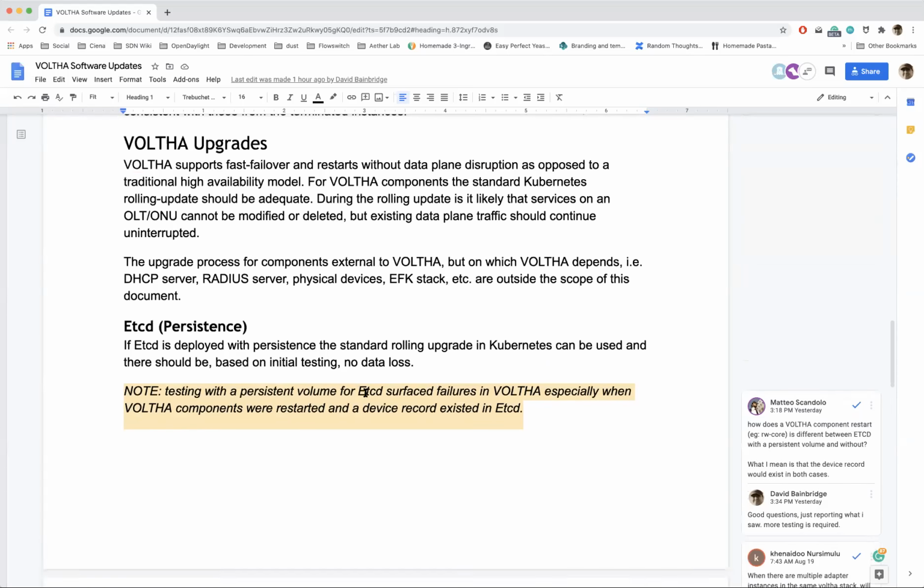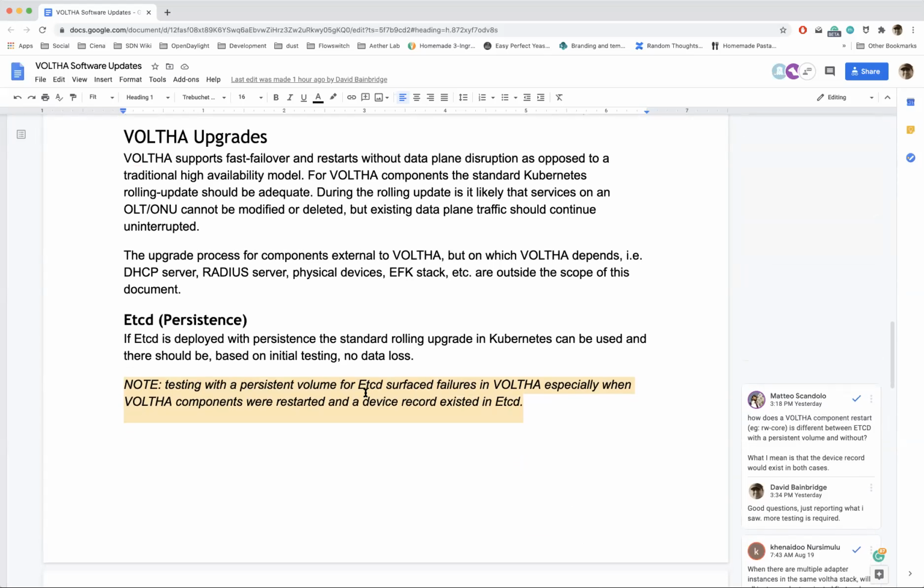In terms of vOLTHA upgrades, etcd and Kafka are somewhat out of the scope. They should work with just standard rolling upgrades. They are both components that we don't develop. So, again, unless we start contributing upstream changes to help rolling upgrades, I don't see much we're going to do here.